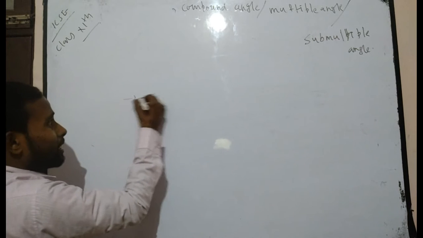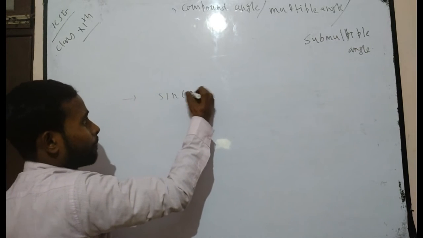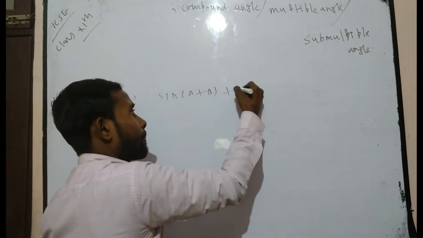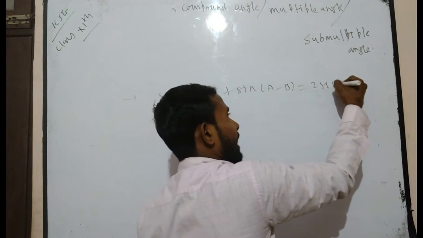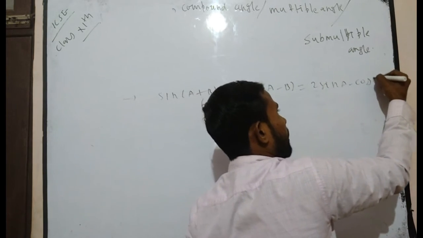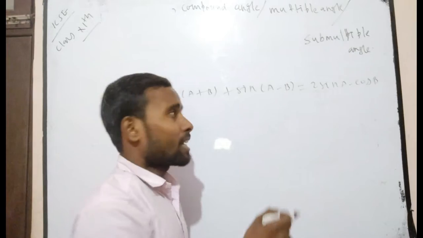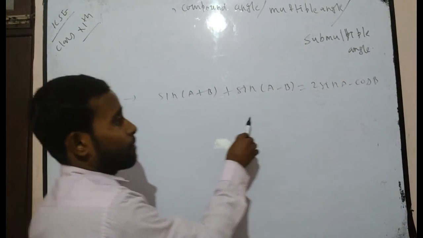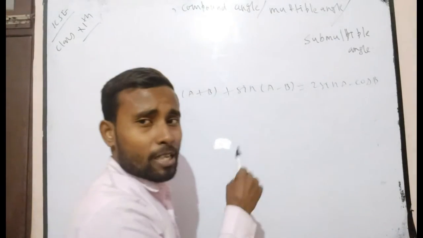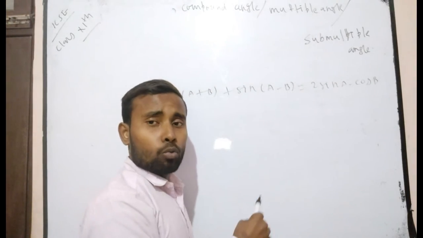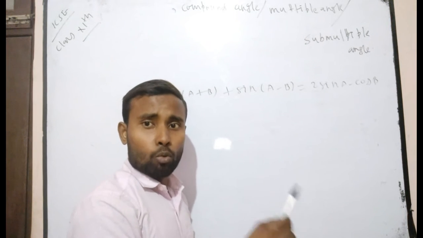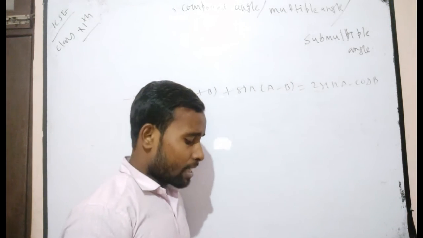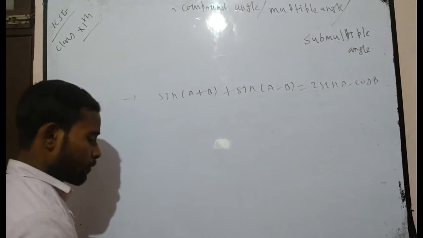As I have written another formula, sin (a plus b) plus sin (a minus b) is equal to 2 sin a into cos b. How can you prove this formula? Similarly, sin (a plus b) minus sin (a minus b) is equal to 2 cos a into sin b, cos (a plus b) plus cos (a minus b) is equal to 2 cos a into cos b, and cos (a minus b) minus cos (a plus b) is equal to 2 sin a into sin b. All these formulas are related to each other. How can you prove it again?